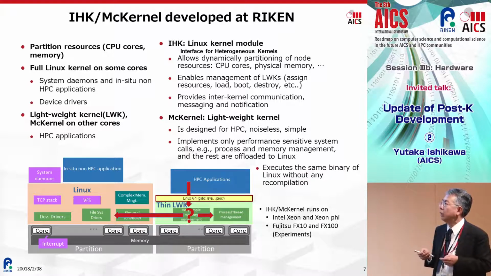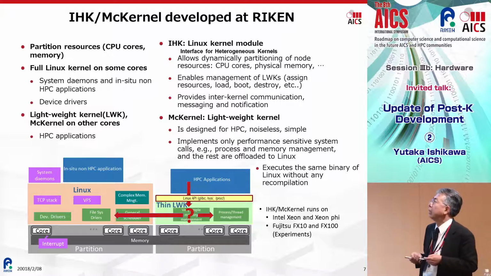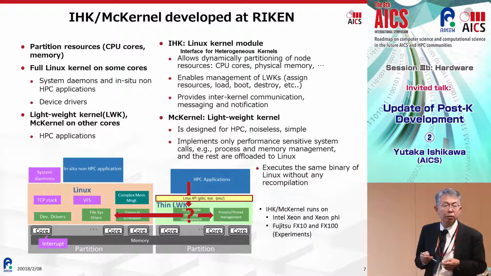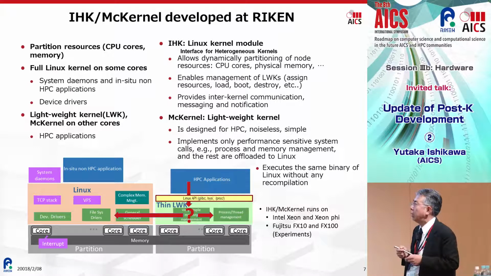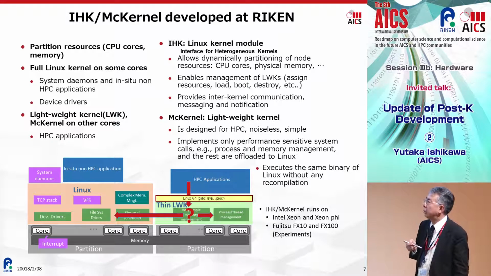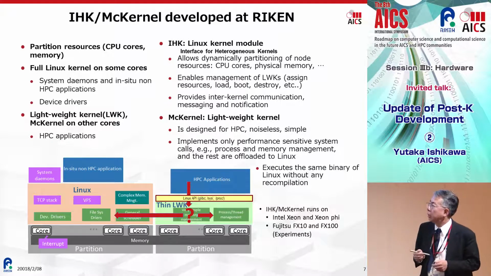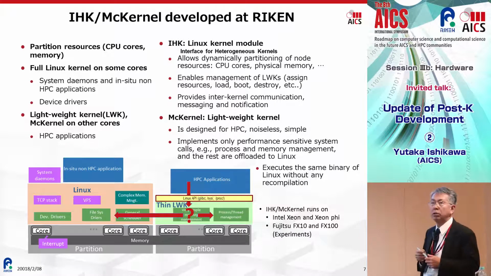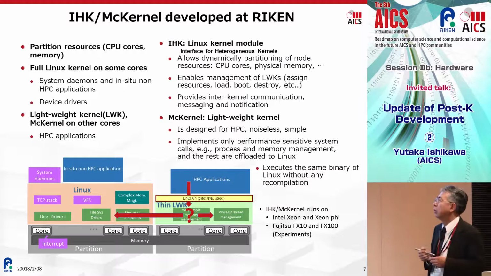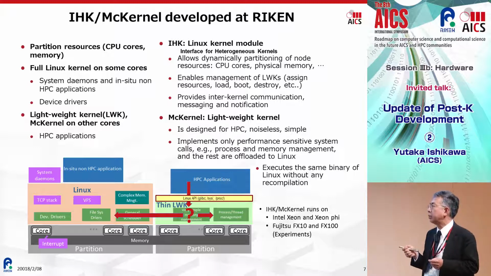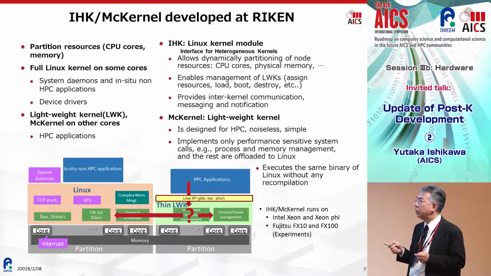Our lightweight kernel is called MC kernel. MC kernel is a lightweight kernel that's designed for HPC and noiseless, and it has a very simple structure. We implement just the performance sensitive system calls such as process, memory management and signaling, and the rest of the system calls of the Linux API are offloaded to the Linux kernel. And glibc and some pseudo file systems like /sys or /proc are implemented on the MC kernel.